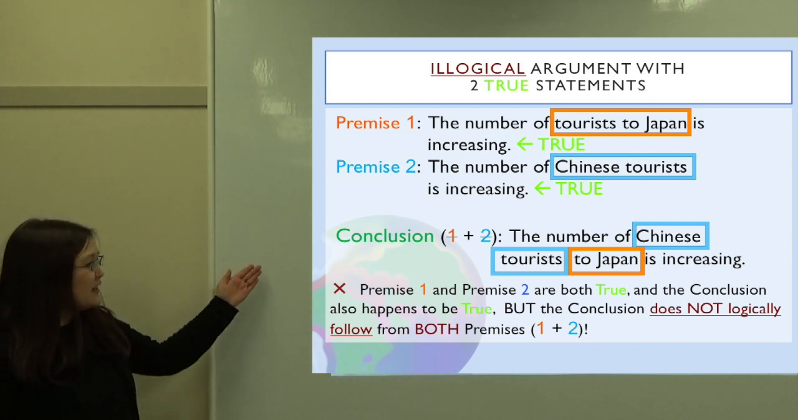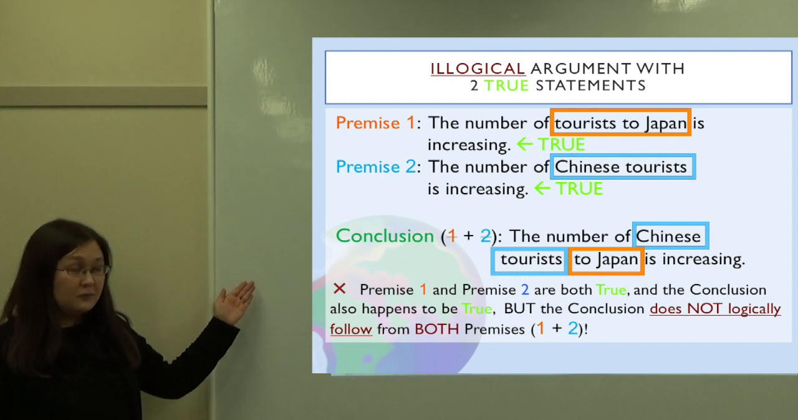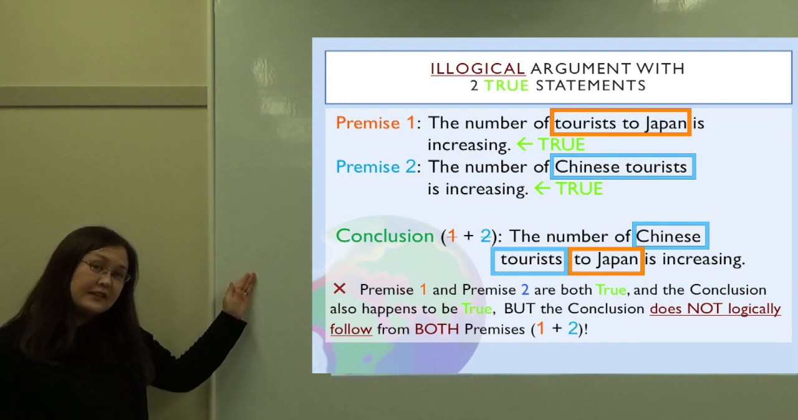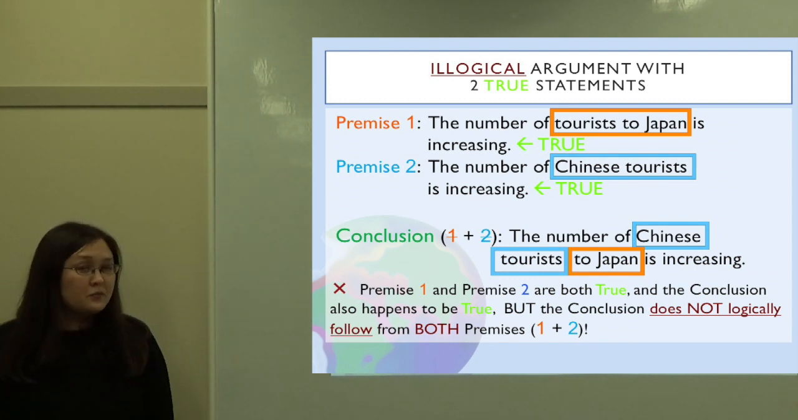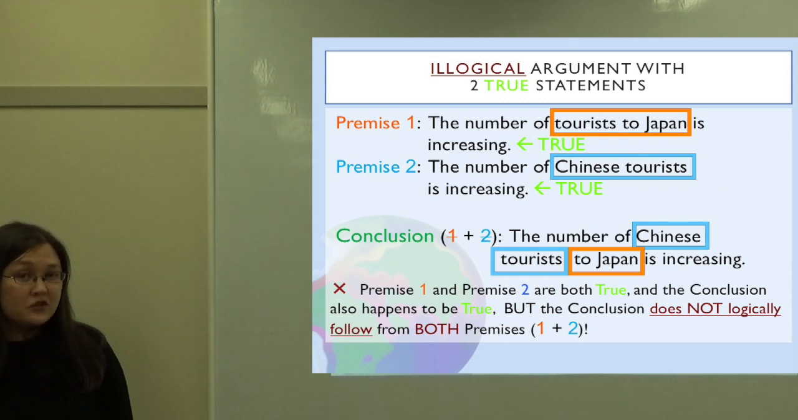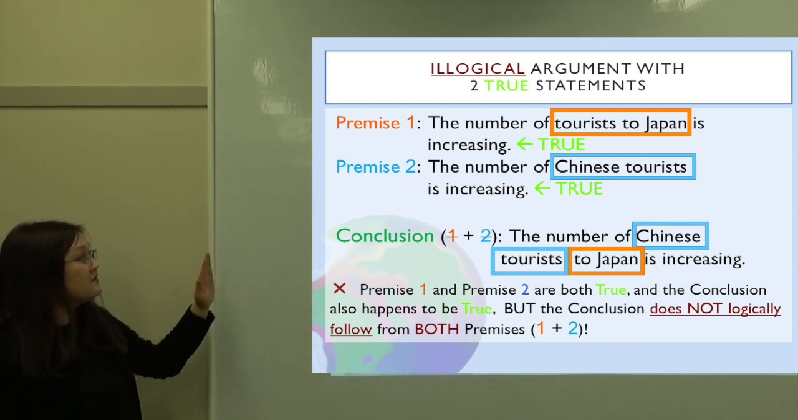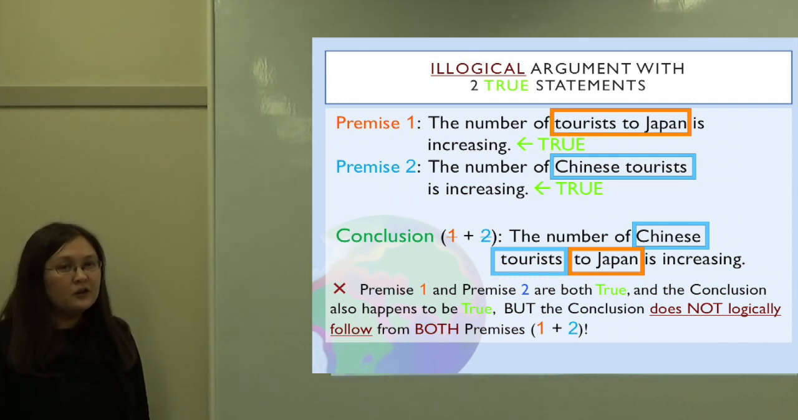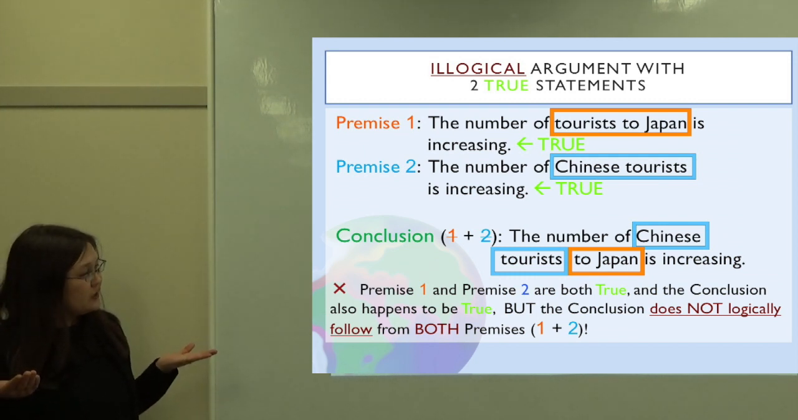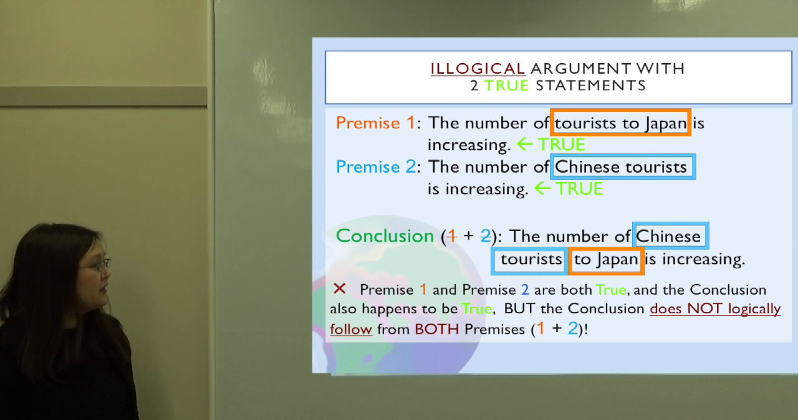But this conclusion has a problem. Why is this conclusion illogical? It says the number of Chinese tourists to Japan is increasing. Actually, this is true, but it does not follow from 1 plus 2. Why? Why does this not follow the rules of logic? Please think about it.